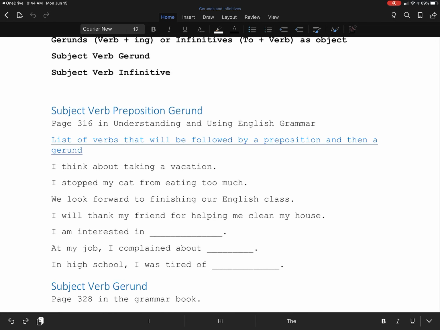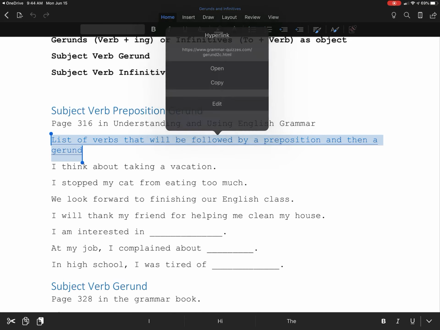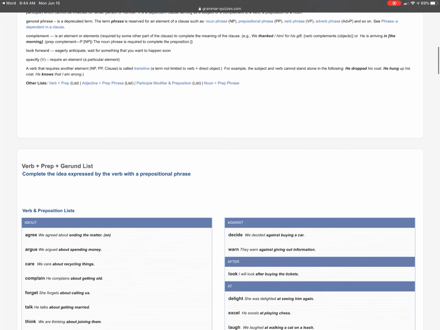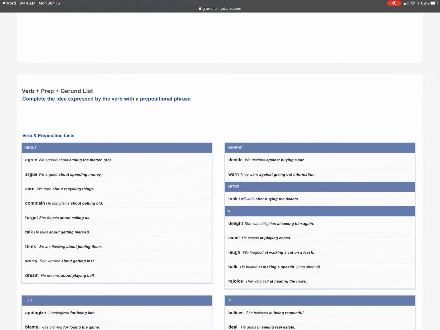For example, sometimes we can have a subject, a verb, a preposition, and then a gerund. If we look at these examples here, for example, the word agree. We agreed about editing the matter. I cannot say we agreed about to edit. When we say we agreed about, we can only use the ing.